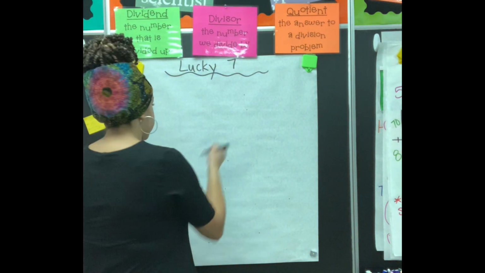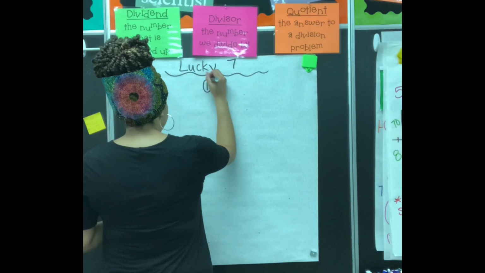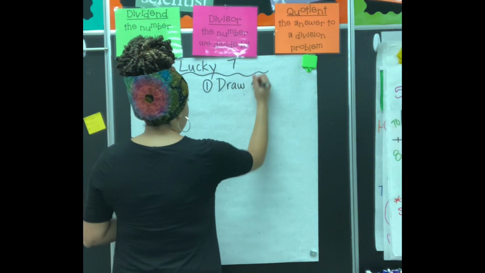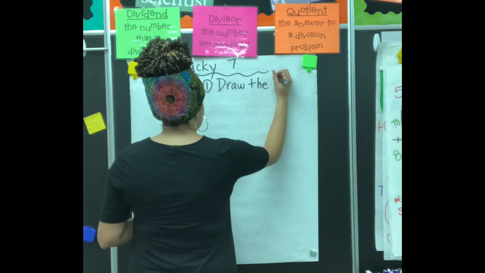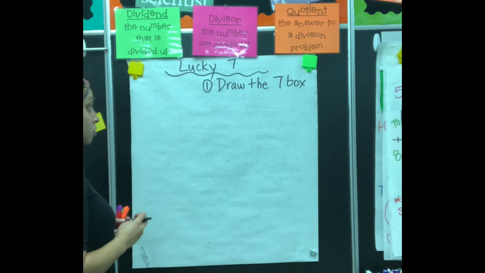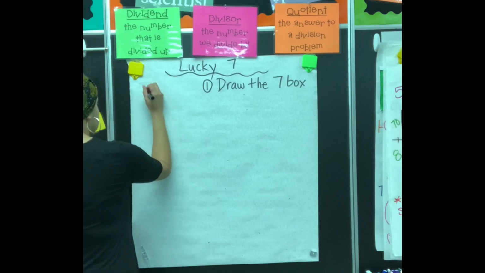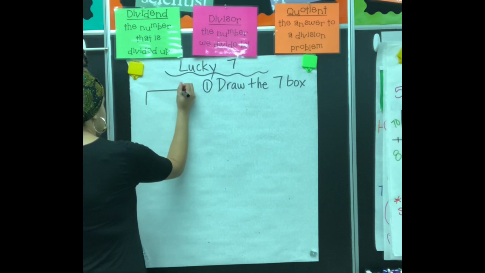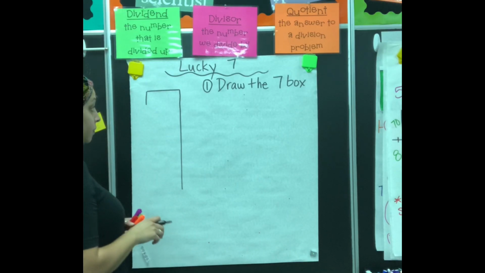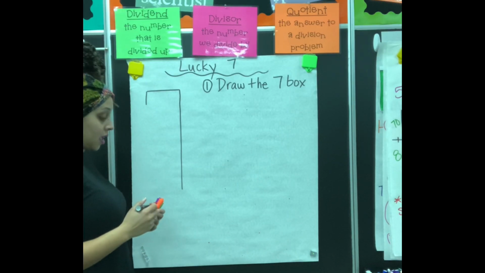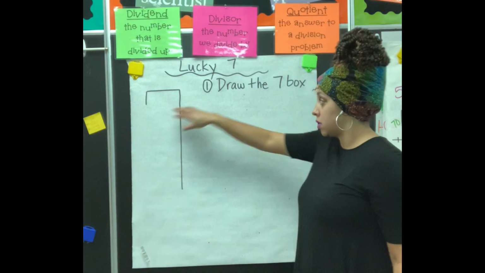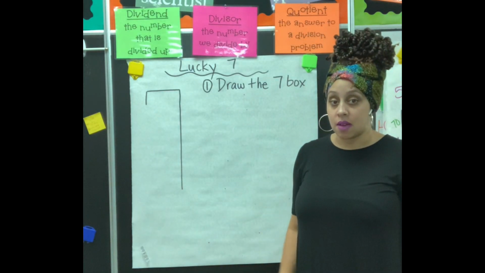Okay, so we have step number 1, which is draw the 7 box. Okay, so we're going to draw the 7 box. And what it looks like is a big old 7. So step number 1 is draw the 7 box. It looks like a big 7.